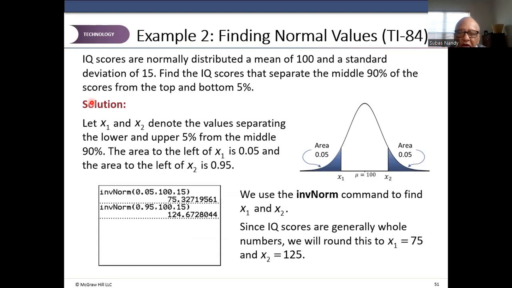We want to find the value x1. So second VARS, number 3, invNorm, because I know the area to the left is 0.05. I know the mean is 100. Standard deviation is 15. I paste, enter, and enter. And that value is 75.32. That means 5% of the scores are below 75.32.